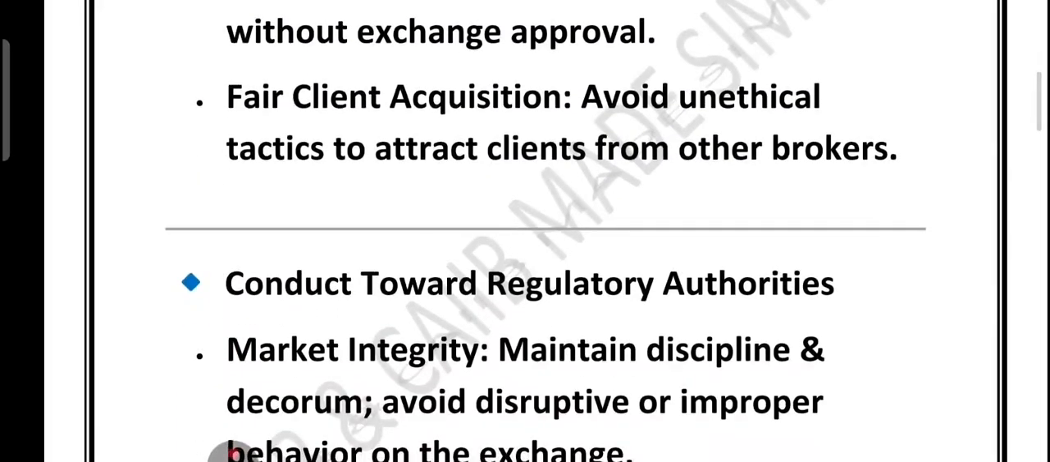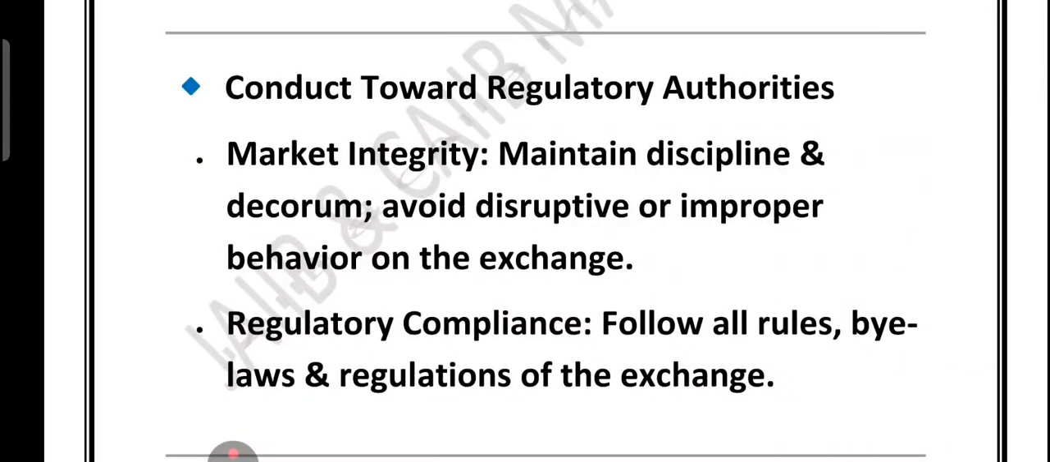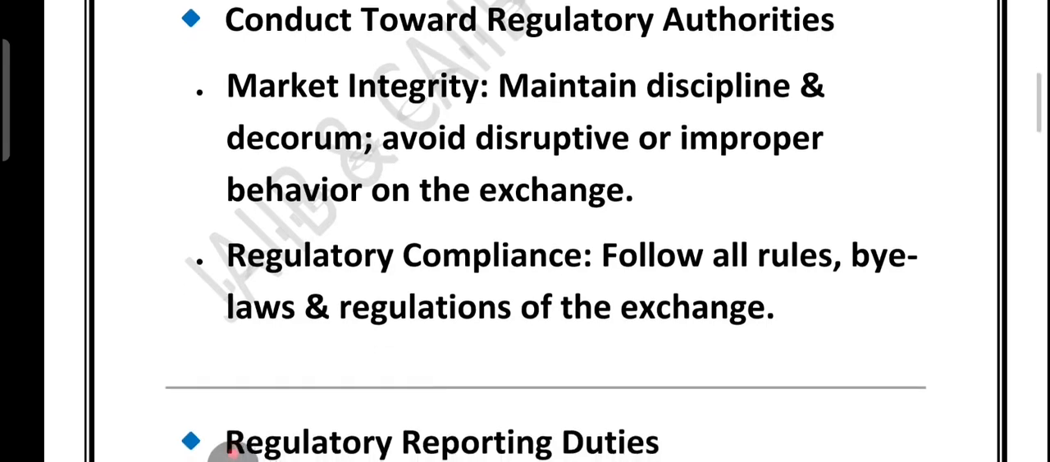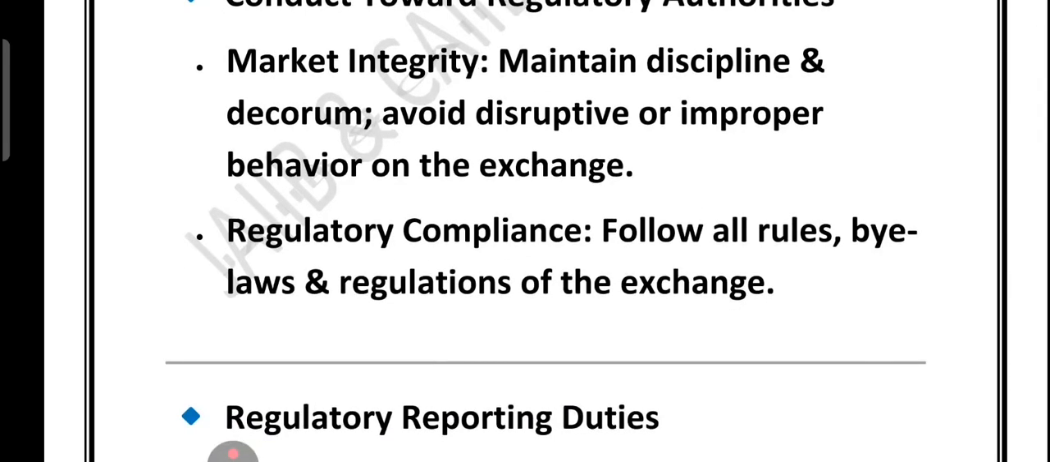Then we have conduct toward regulatory authority. Every sub-broker must maintain discipline and proper behavior on the exchange. No aggressive, no disruptive, no improper conduct. They must also strictly follow all the rules, bylaws and regulations issued by the exchange and SEBI.